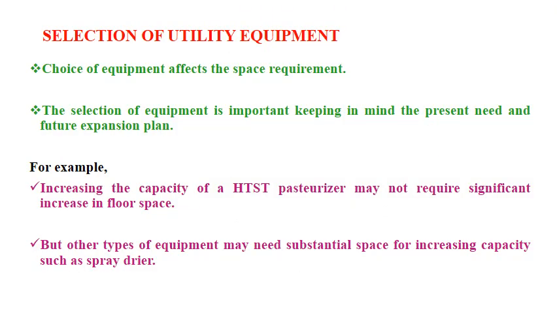Now we will discuss the selection of utility equipment. The choice of equipment affects the space requirement. We should select the equipments properly, and only then can we properly allocate the space for them. The selection is important, keeping in mind the present need and future expansion plan. For example, increasing the capacity of a HTST pasteurizer may not require a significant increase in floor space, so when we specify a space for it, we don't need much extra space. Whereas other types of equipments, such as a spray dryer, may need substantial space for increasing capacity. So when we allocate a space for a spray dryer, we must keep extra space for increasing the capacity.